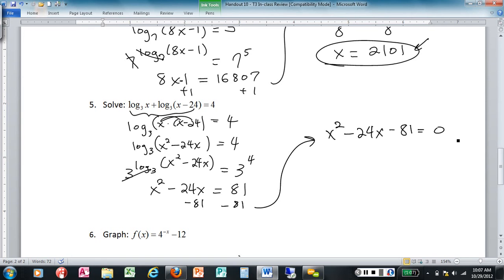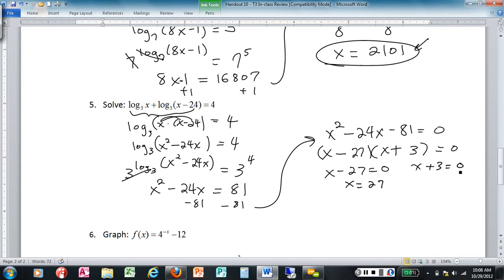And that does factor pretty nicely. It's 27 and 3, isn't it? 27 and 3 is 81. To make it a minus 24, I need a minus 27, but a plus 3. So check me on that. Does that sound right? Does that look okay? All right, so then set those each individually to 0. Add the 27, so we get x equals 27. Subtract the 3, so we have x equals negative 3.